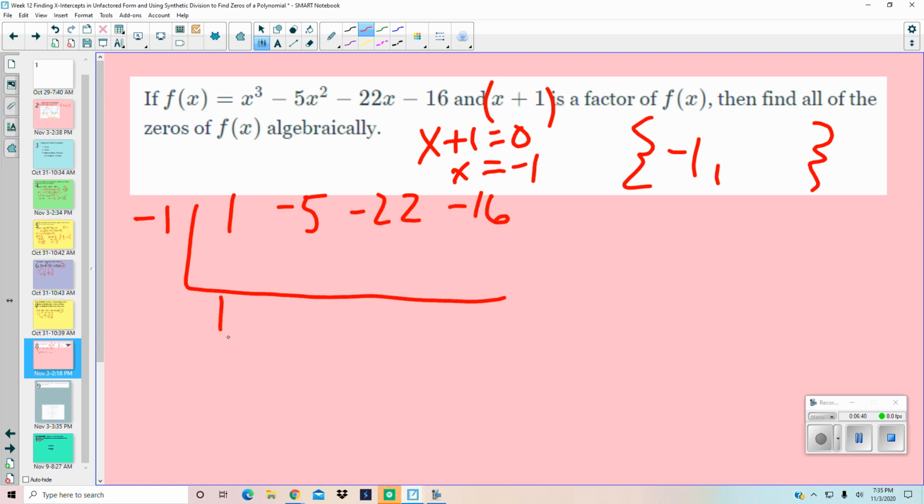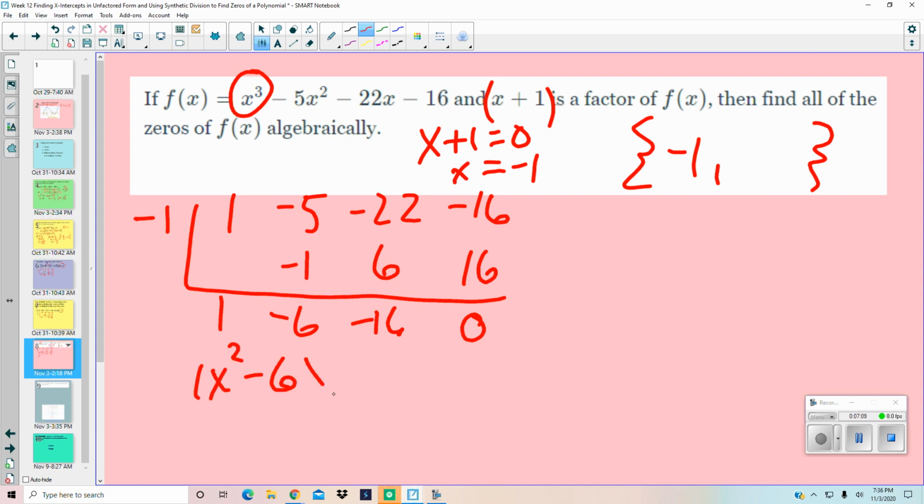Bring down the 1. Then I get -1, -6, 6, -12, -16, sorry, and then 16, so I get 0. Now, what I have left down below, because this is a degree 3 polynomial, is now a degree 2 polynomial. So 1x squared minus 6x plus 16 times the x plus 1 factor would equal that original polynomial. So if I set this quadratic equal to 0 and solve, that'll give me the other two zeros.